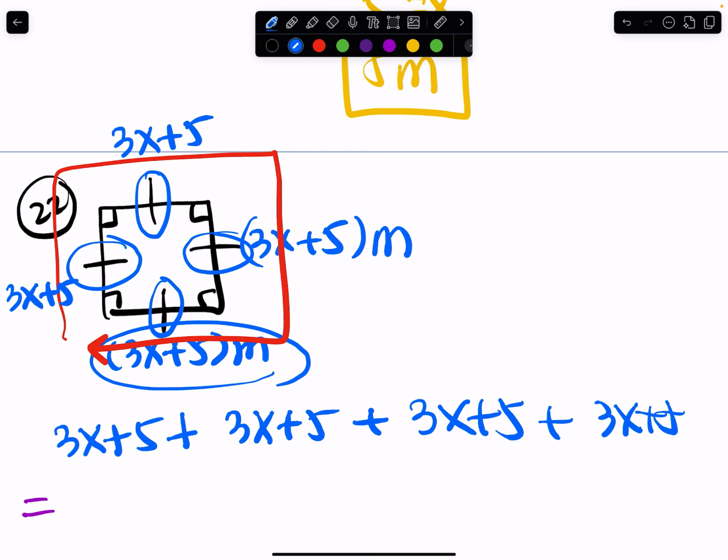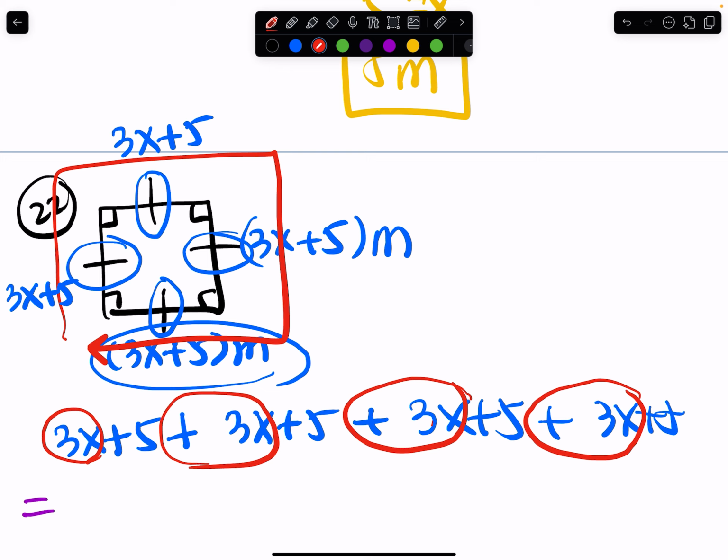Okay, so let's combine like terms. 3x plus 3x plus 3x plus 3x. How many 3x's is that? Isn't that 4? So 12. One second, Summer. When I'm teaching, you cannot interrupt. Sorry about that, but you've got to be patient, okay? So 4 3's gives you 12 x's.